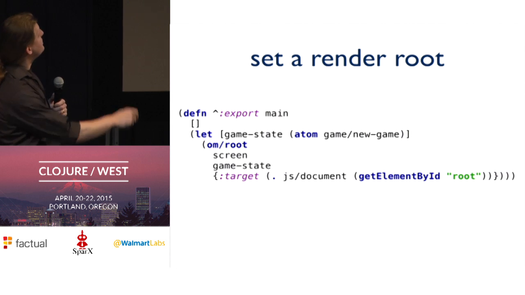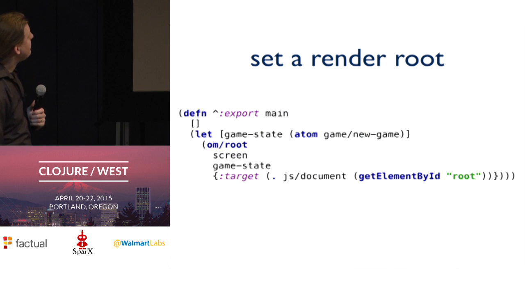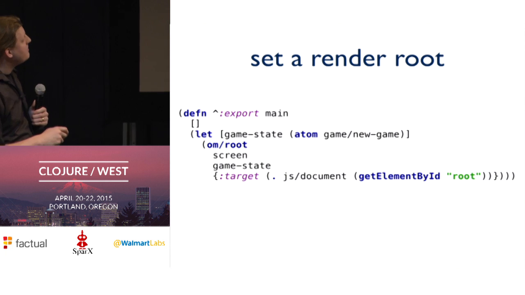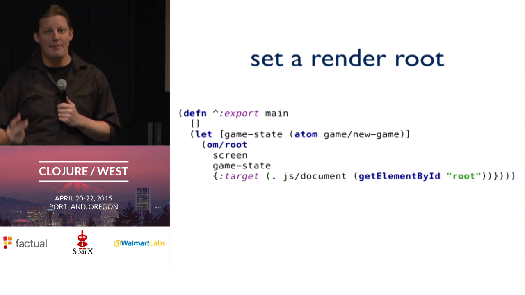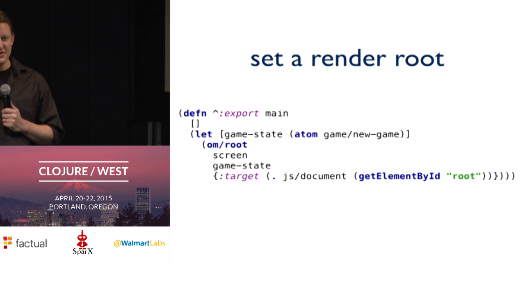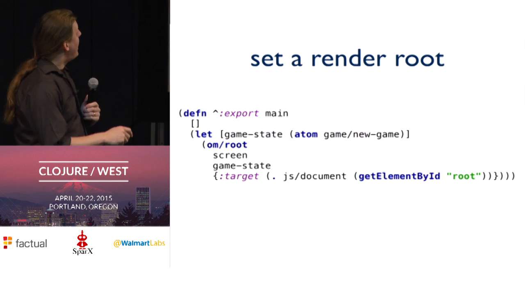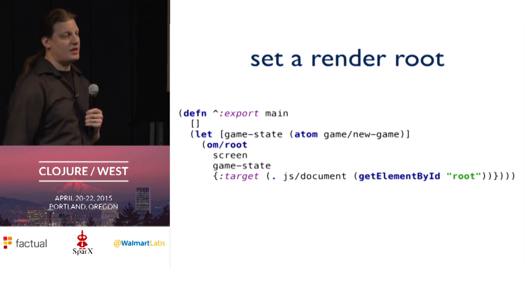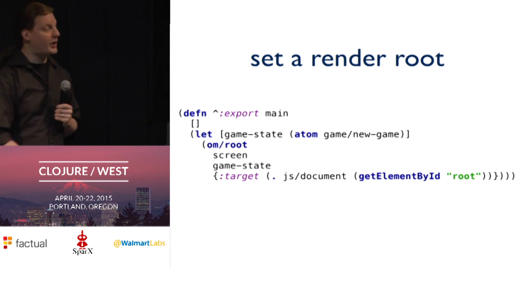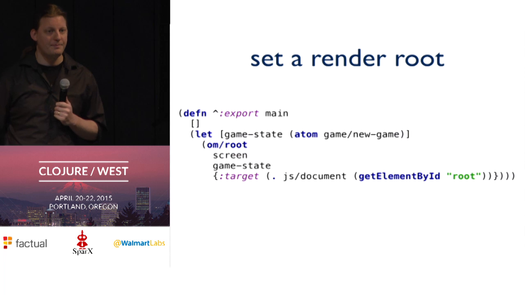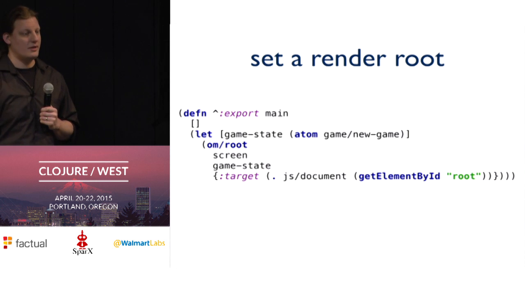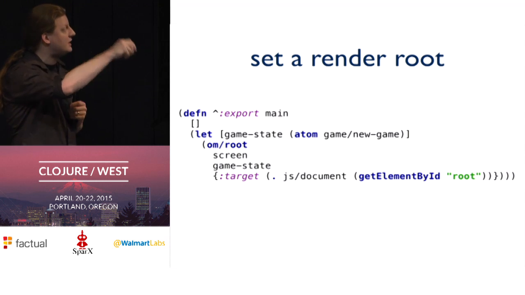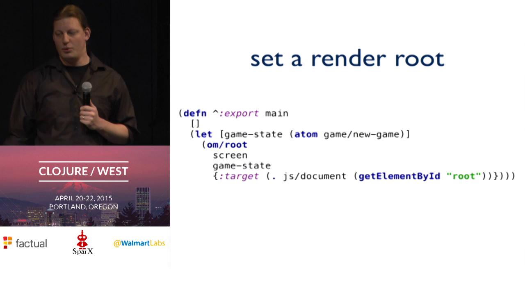Then you've got to set a render route. So this is actually my main function. The way to do it is you get an atom that is going to become your root application state. Om wants you to use a single atom as your root application state. And you say root, and you give it a component. You give it the atom that is your state, and then you actually specify a location in the real DOM that it binds to. And from then on, updates happen automatically. If I update that game state atom, it will update the screen without me having to do anything else. This establishes a live reactive process where it continually updates.